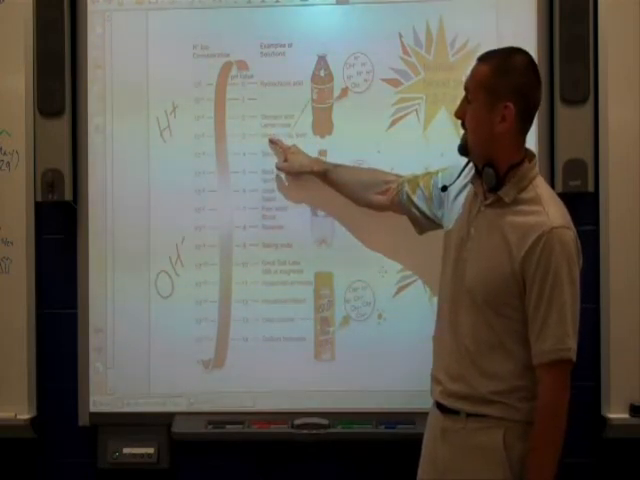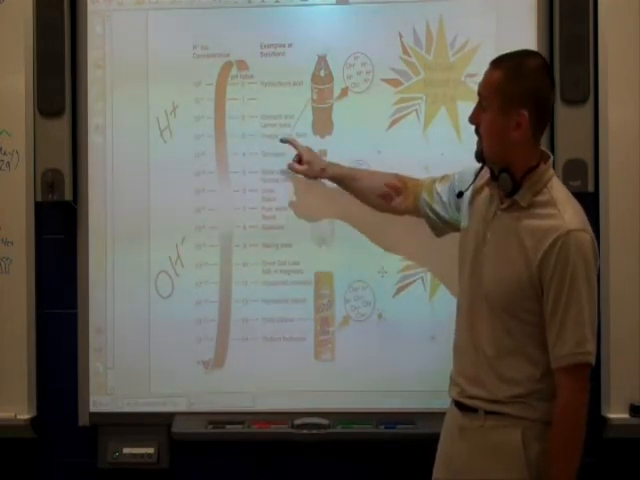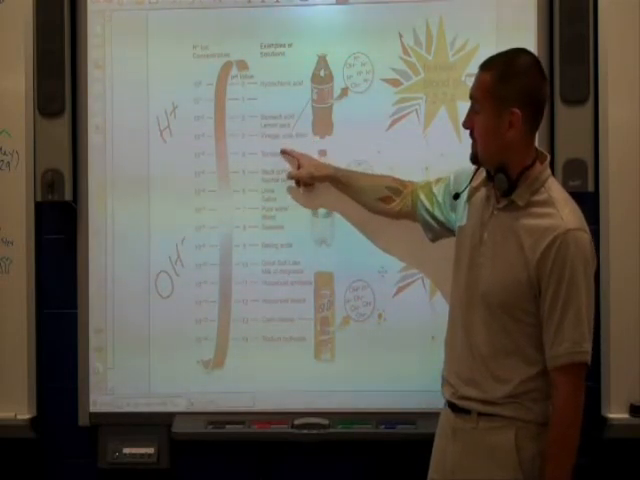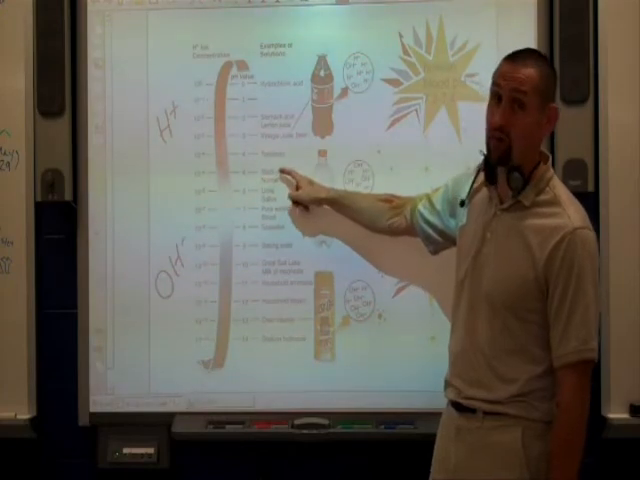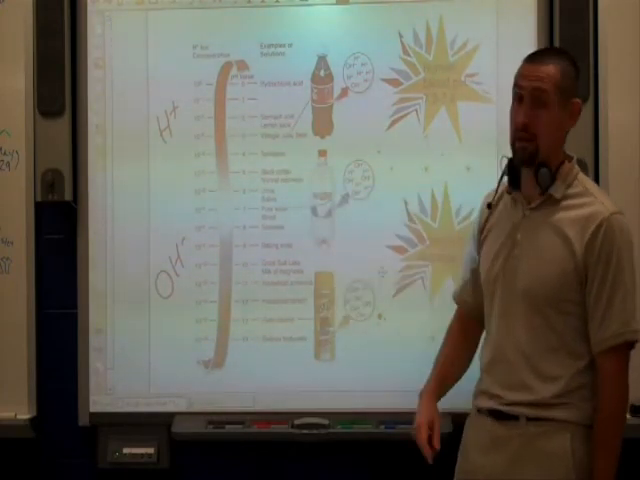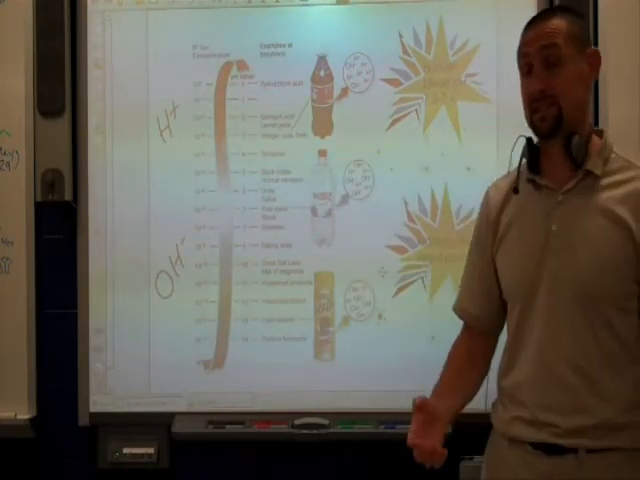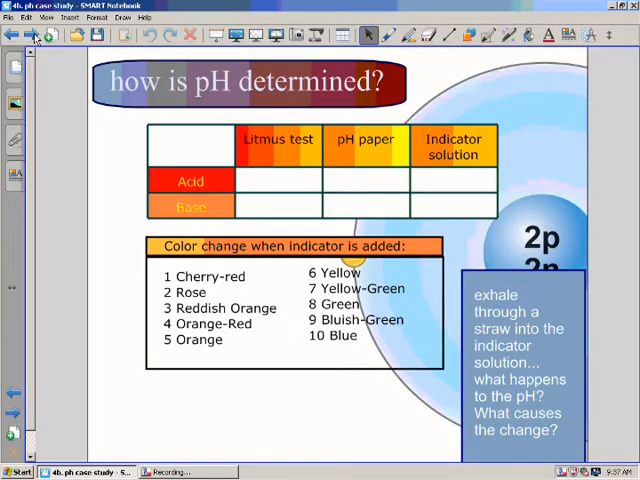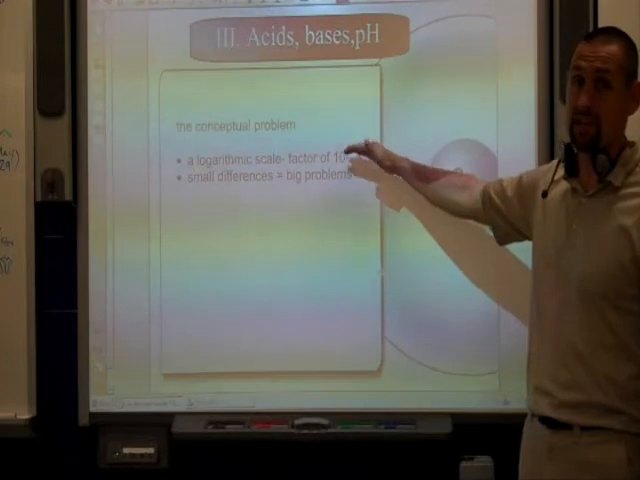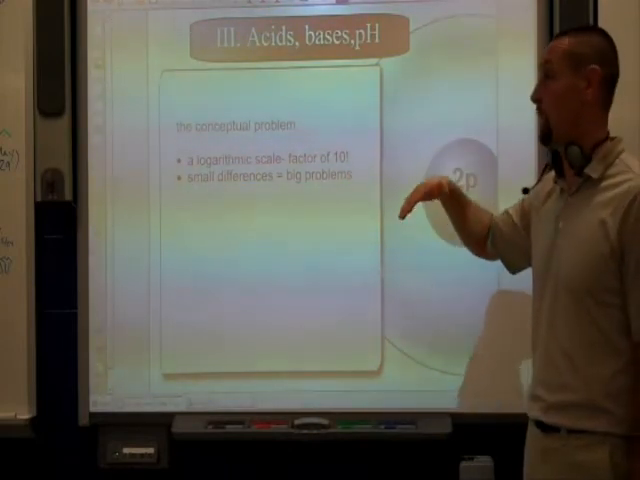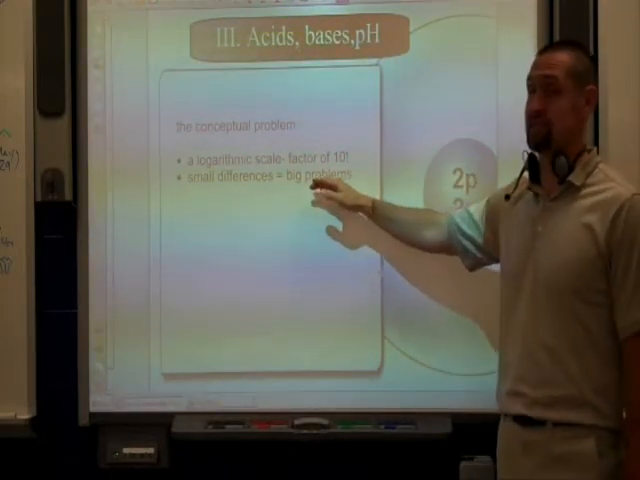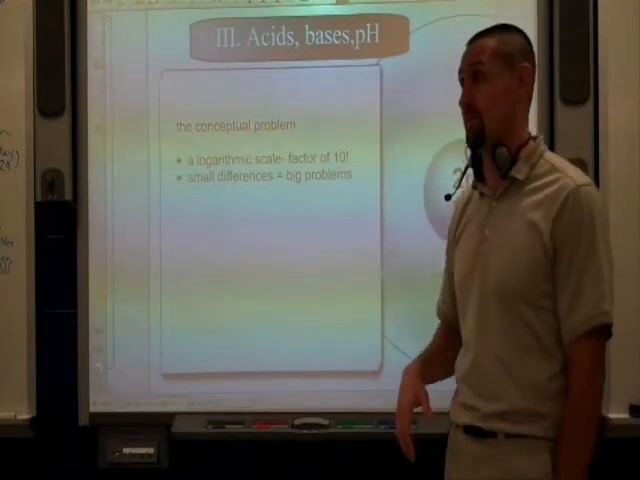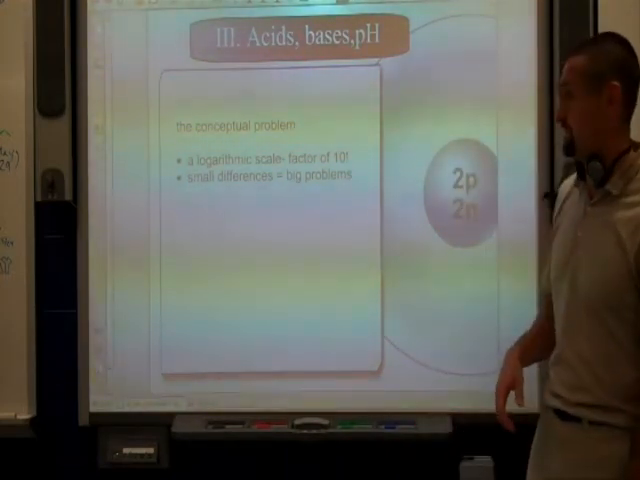stomach acid is 10 times stronger than vinegar. It's 100 times stronger than tomatoes. It's 1,000 times stronger than black coffee. So stomach acid, very acidic. We have to remember, each time we move on the pH scale, we're going up by a factor of 10. So small differences in pH can lead to very big problems, especially for our human bodies.